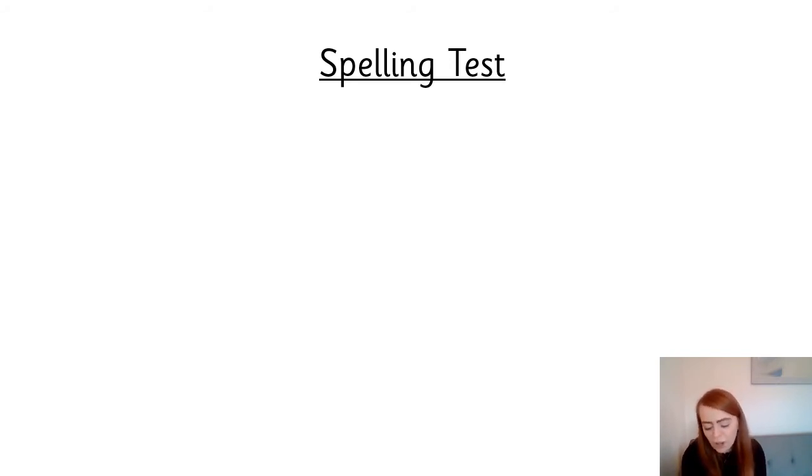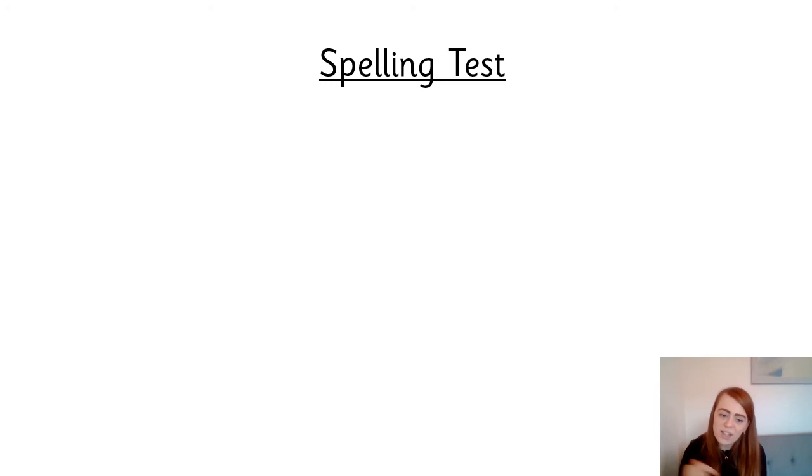Body. Word number nine is story. Story. I like to read a story before I go to sleep. And word number 10 is carry. Carry. I carry my bag to school.